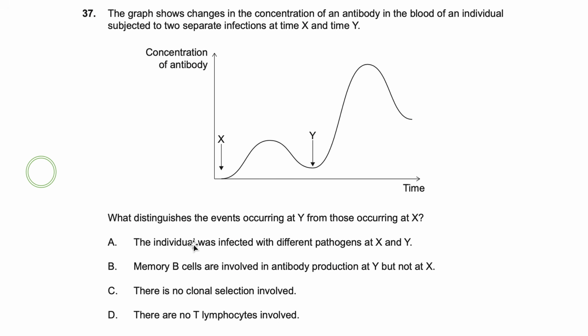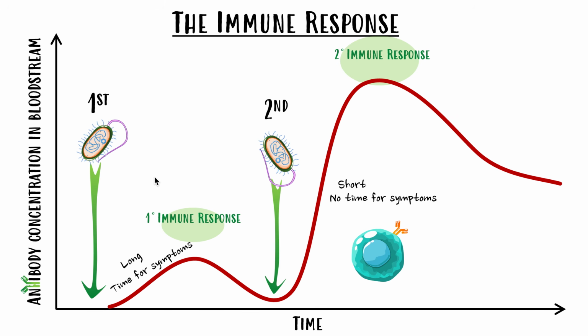Okay, I think this is the last question here. I tried to show a nice variety of questions so that you can see that all of the stuff I taught is relevant and will come up. Okay, so the graph shows changes in concentration of antibody in the blood of an individual subjected to 2 separate infections at time X and time Y. So this is the same curve we've been looking at, right?